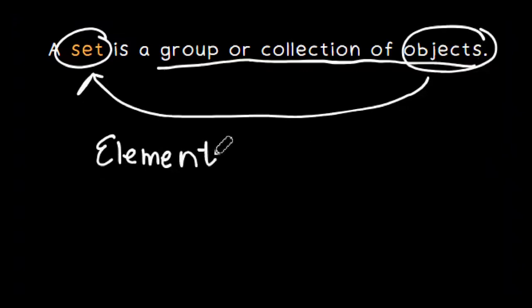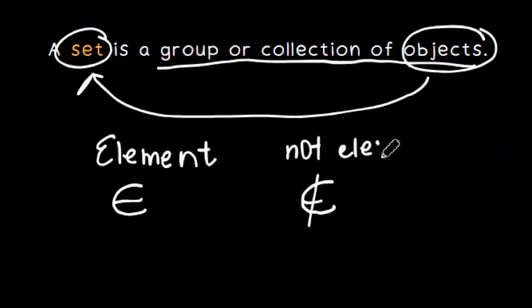Element. Okay? So this element can be denoted as this symbol. So kapag ang object daw ay belongs to the set, they are called elements. Then if the object does not belong to the set, kapag hindi siya belong to the set, we are going to use this symbol. This symbol is not an element. Nilagay lang natin ng slash yung symbol ng element.